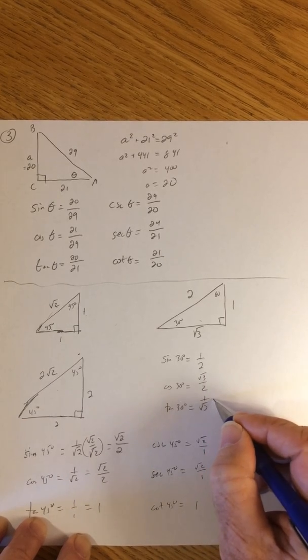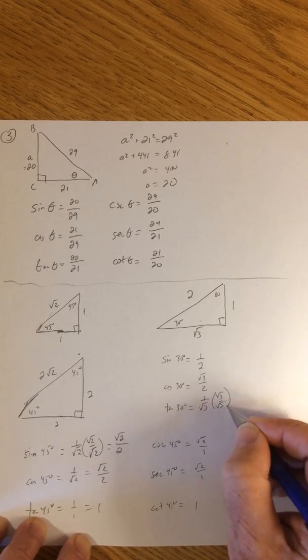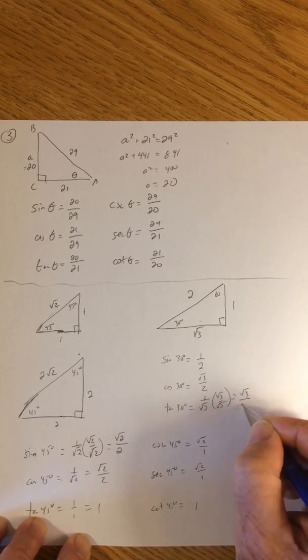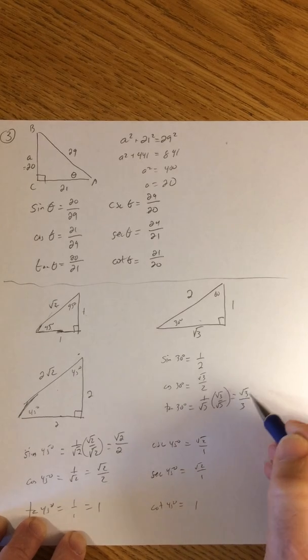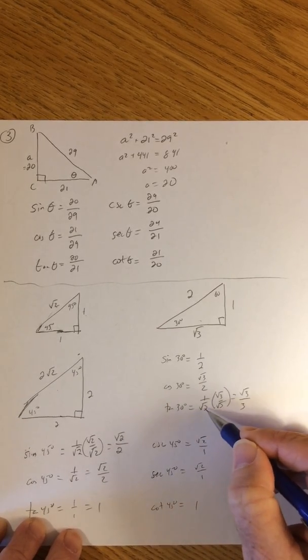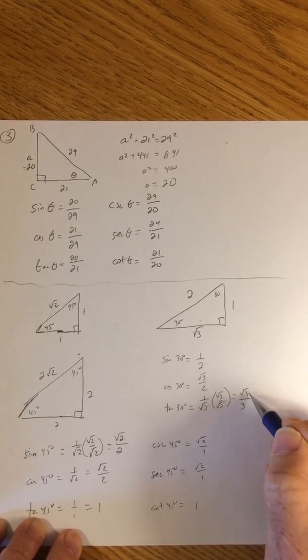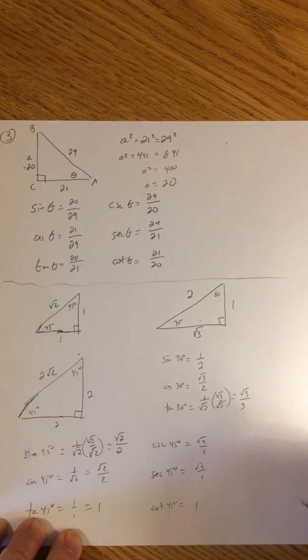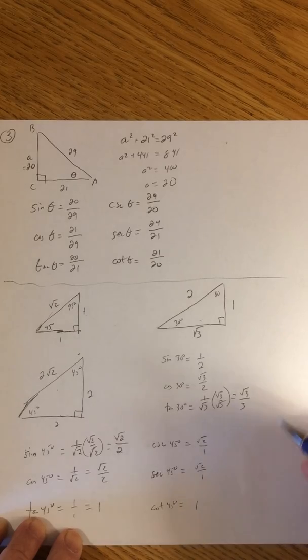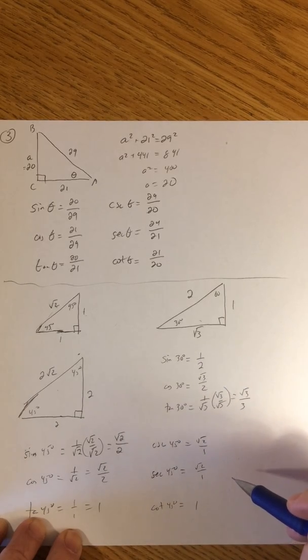Now we're not going to leave that down there. We're going to multiply that by the square root of 3 over square root of 3, and this is going to be the square root of 3 divided by 3. So anytime you have a square root in the bottom of the fraction, multiply by 1, that square root divided by itself, and that will rationalize that fraction. Rationalize the denominator.